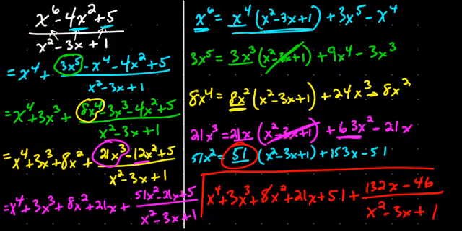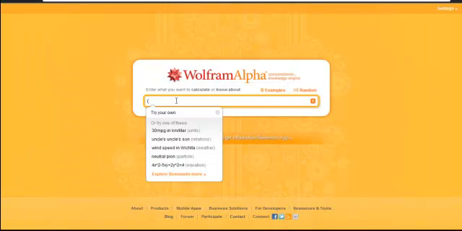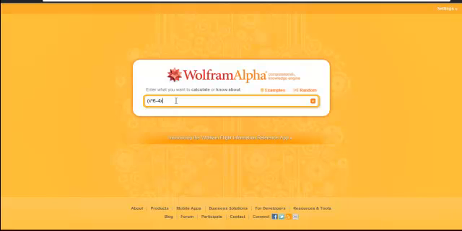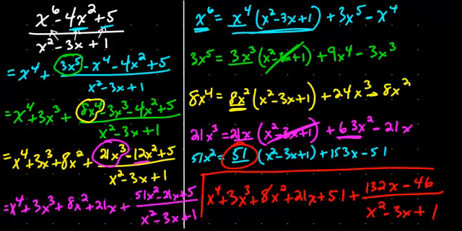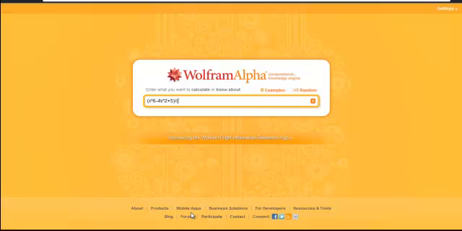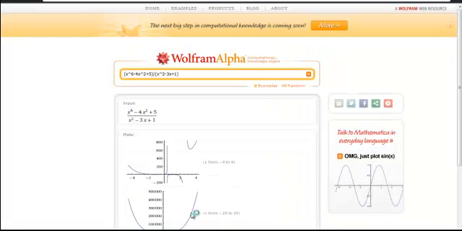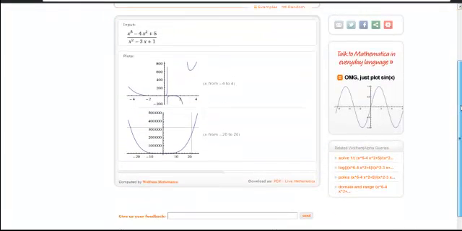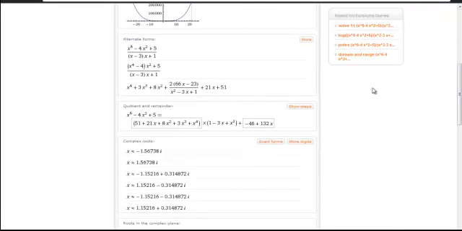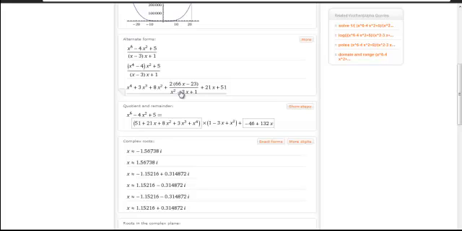So what do we have? x to the 6 minus 4x squared plus 5 divided by x squared minus 3x plus 1. If you put it in there correct, one of the first things that will pop up is its polynomial division. At least I thought it would. Okay, yes, here it is. So, x to the fourth plus 3x cubed plus 8x squared plus 21x plus 51. Okay, we got that. And now 2 times 66 is 132x, right? And minus 46. Okay, cool. We got it right.